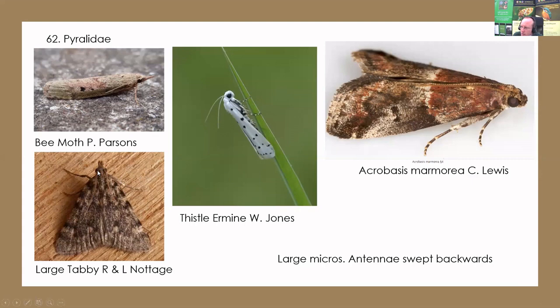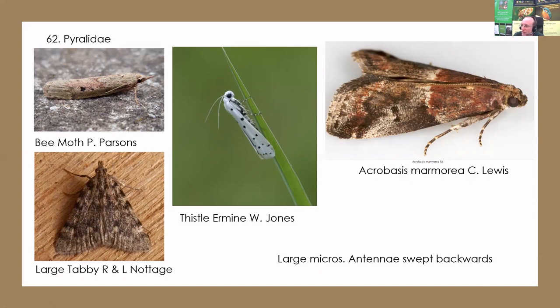They tend to sweep backwards across the back. So like this Acrobasis here, they start in the middle of the head, and they go back along the middle of the wings and curve back out when they're properly at rest. So this female bee moth is probably not properly at rest in the same way as this thistle ermine. But when it's properly at rest, the antennae will be swept back across the head and across the wings.